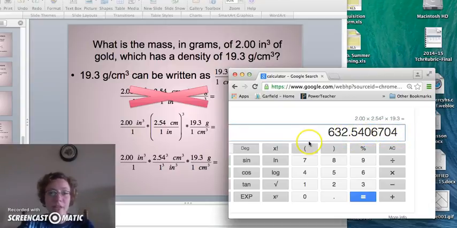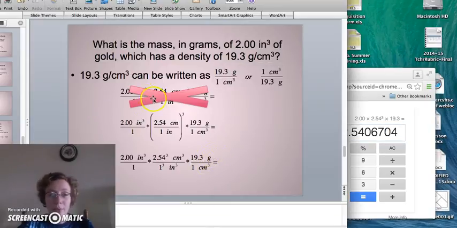632.540, etc., etc., etc. We started out with 2.00, which is 3 significant figures. We're just multiplying, so we need to keep 3 significant figures in our answer. So this would round to 632. The 5 rounds up, so 633, our unit would be grams because that's what's left.